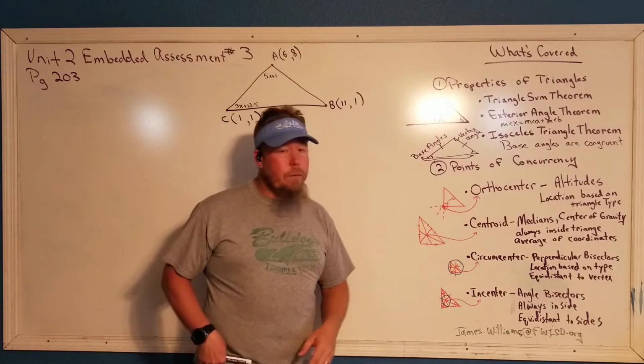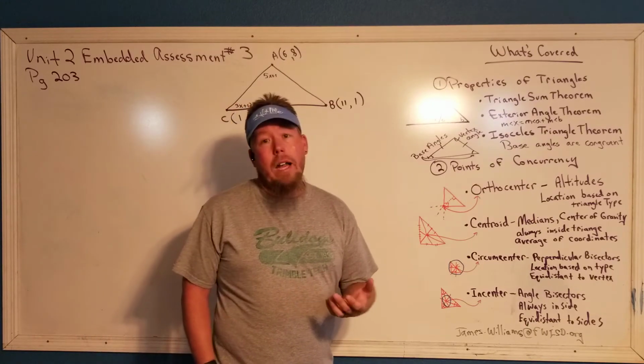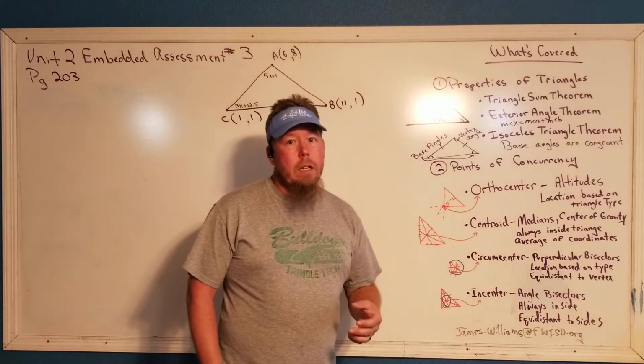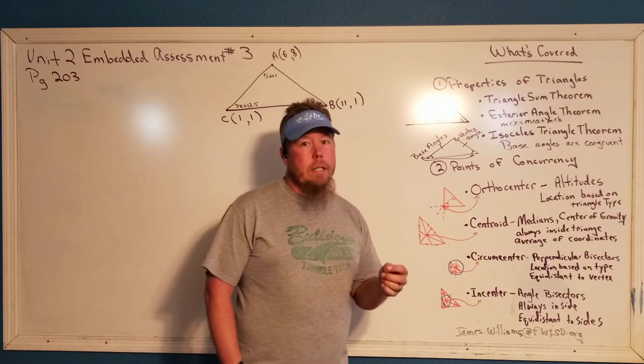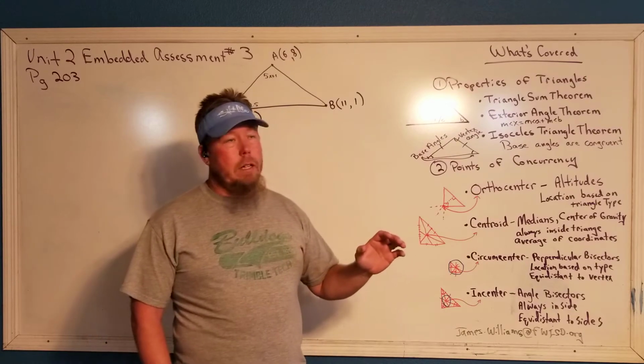The orthocenter, the first one, is the intersection of the altitudes. Altitudes are like when you draw a height, right? And a height has to be perpendicular. So the altitudes go from a vertex perpendicular to the line across from it, all right?